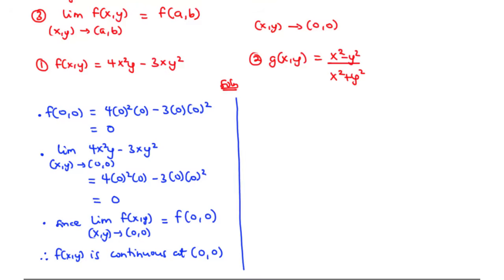For the second example, we have g of xy equals x squared minus y squared divided by x squared plus y squared. So first of all, we look for g of 0, 0. We substitute 0, 0 in place of x and y. We have 0 squared minus 0 squared, all divided by 0 squared plus 0 squared. This is equal to 0 divided by 0, and this is indeterminate.